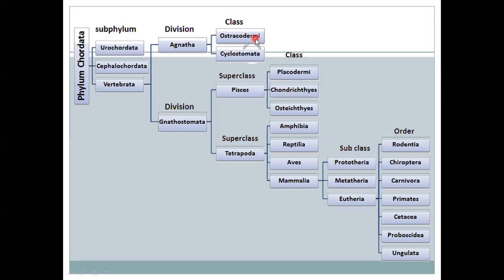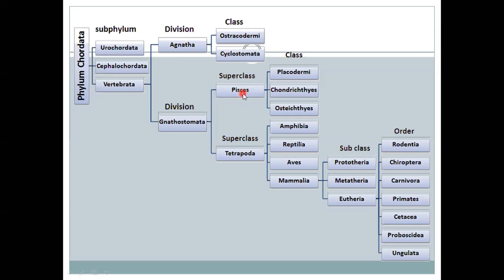Before entering into the main topic, let us quickly conclude the remaining part of this classification also. In Gnathostomata, we have two superclasses. One is Pisces, another superclass is Tetrapoda. All types of fishes are placed under superclass Pisces, and all remaining jawed vertebrates are placed in Tetrapoda. Tetrapoda means all these organisms possess four legs or four limbs. That's why they are called Tetrapoda.